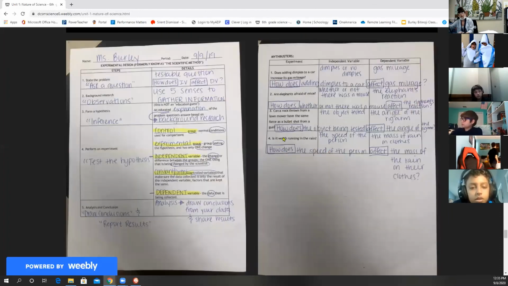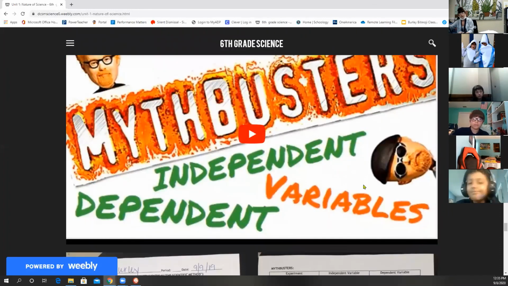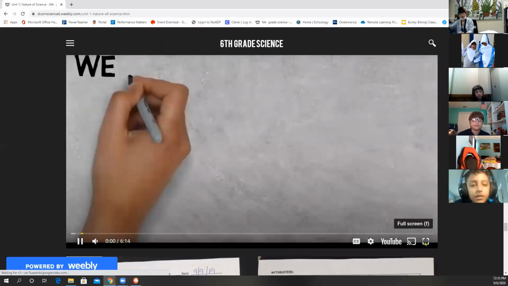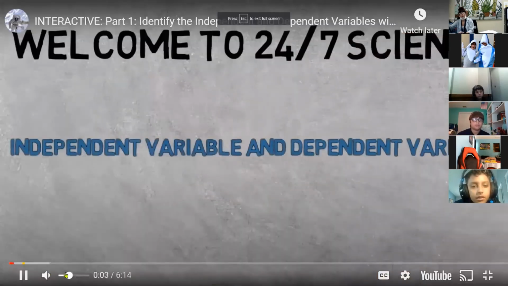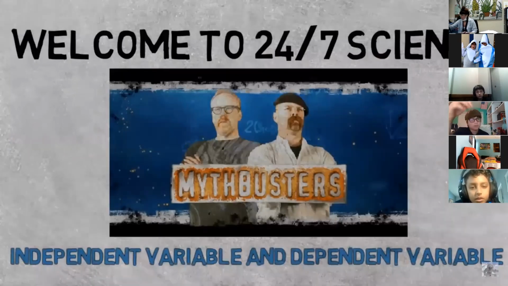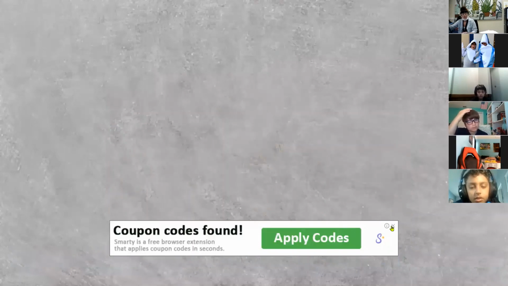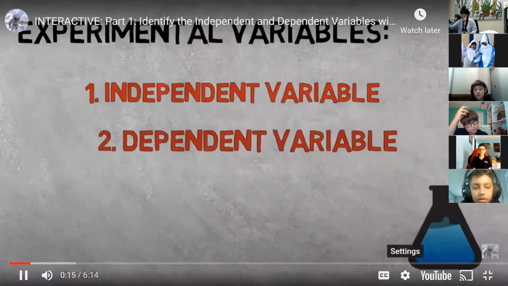All right, so here we are. First, let's get some terms clear. There are two main types of variables in the experiment: the independent variable and the dependent variable.